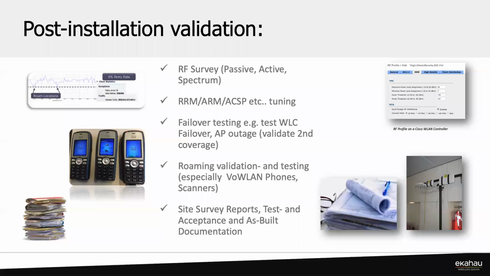What a lot of people forget is to go back to the controllers, their RRM, ARM, or ACSP algorithms, and tune their controllers. Even if you've done your designs and validated your design, sometimes you need to do some tweaking and tuning in your controllers so that, for instance, your AP does not go below a specific power level or not go above. So you still give your controller the ability to do auto RF, but within a specific limit. Based on the outcome of your survey, you need to configure your controller accordingly. This is the time, of course, to do also your failover testing, etc. So test with your devices, etc.